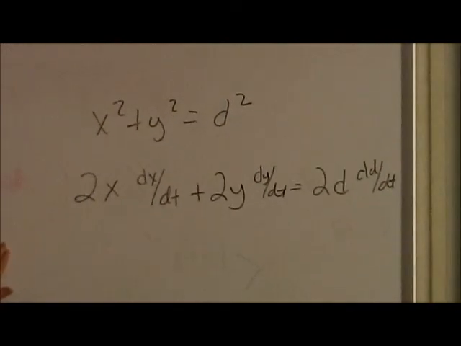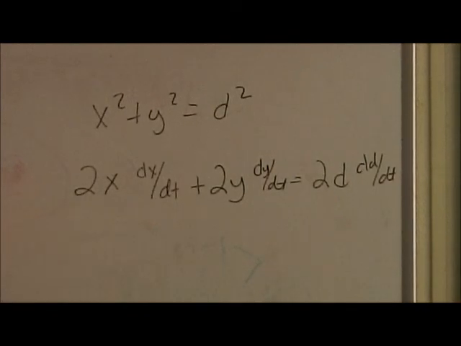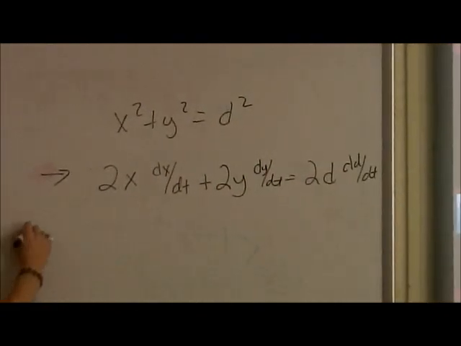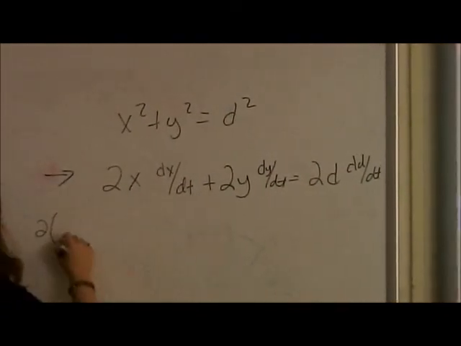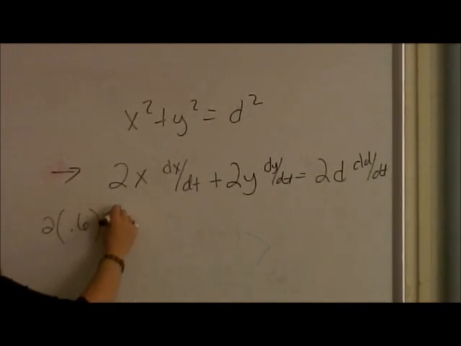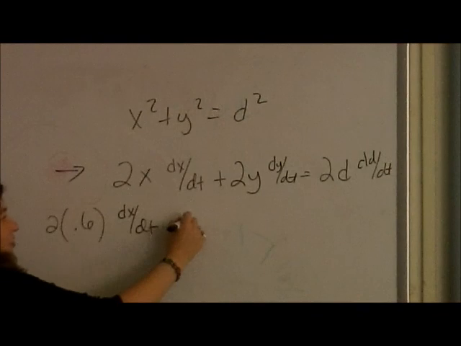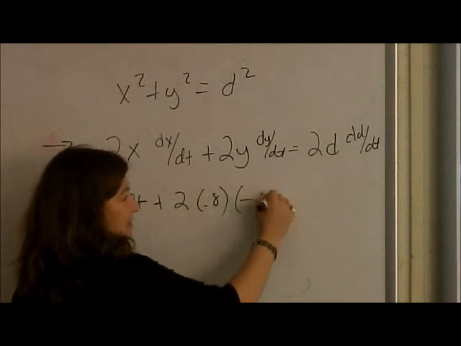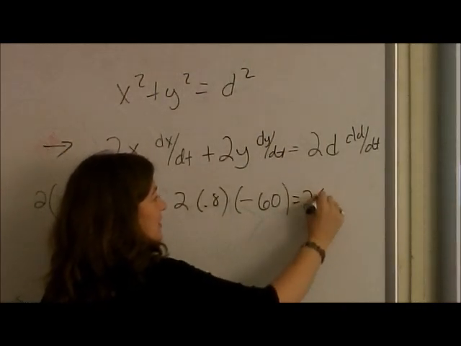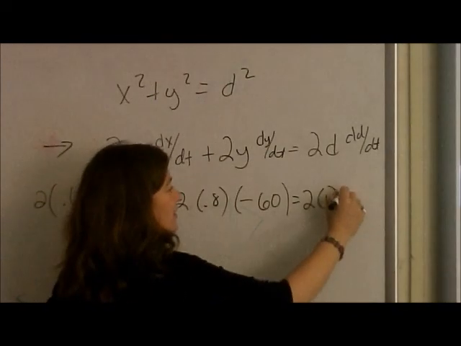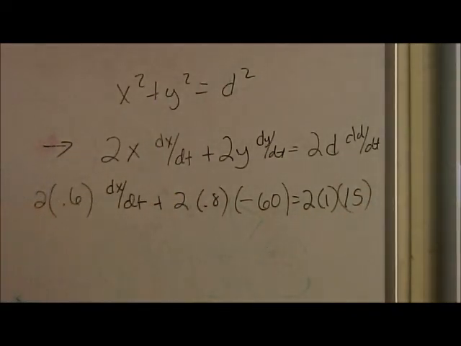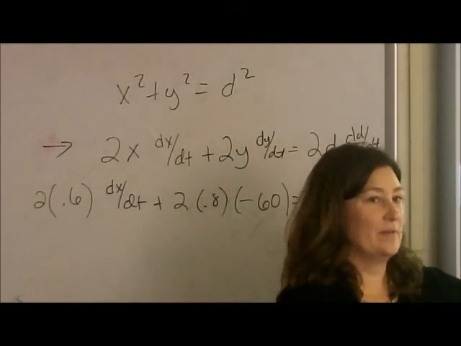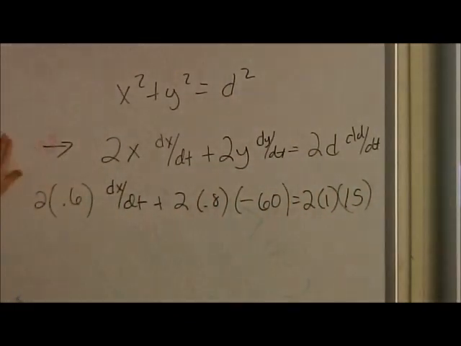So now you have all the values. We're looking for dx/dt, and once you've done the differentiation, now you can put in your values. So 2, x was 0.6, dx/dt is what we're looking for, plus 2, y was 0.8, changing at negative 60, equals 2, our d was 1, and dD/dt was a positive 15. Oh, that's not too bad. No. This is the hard part, setting up the problem. You guys can all do the differentiation in this.